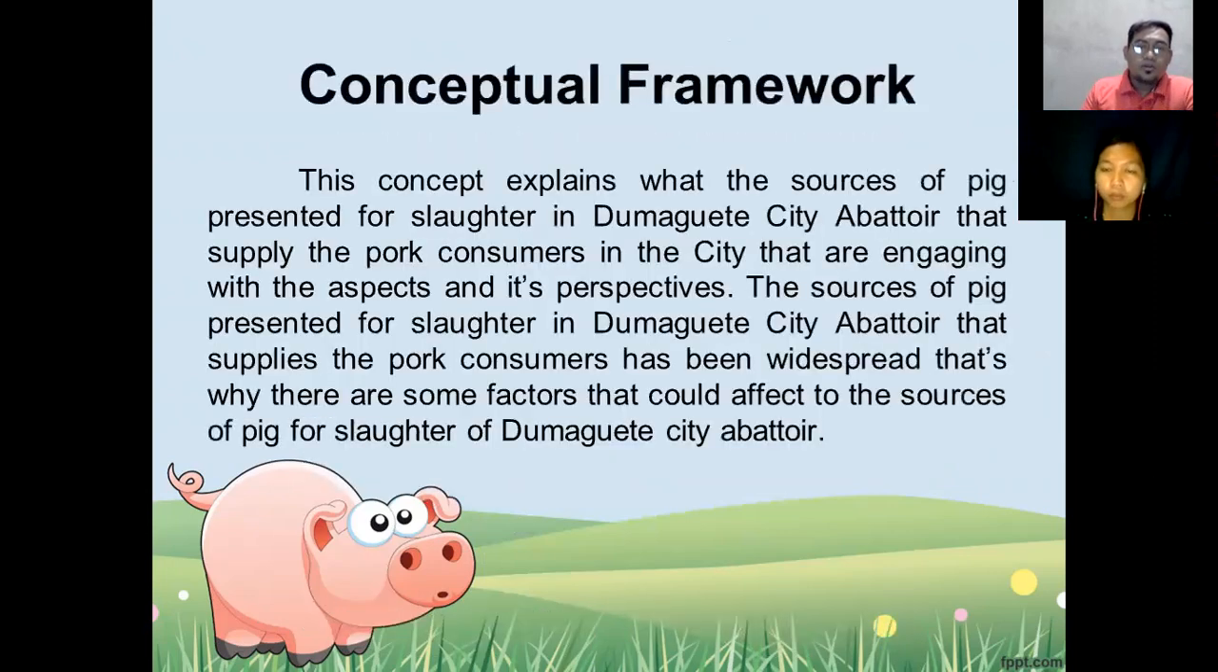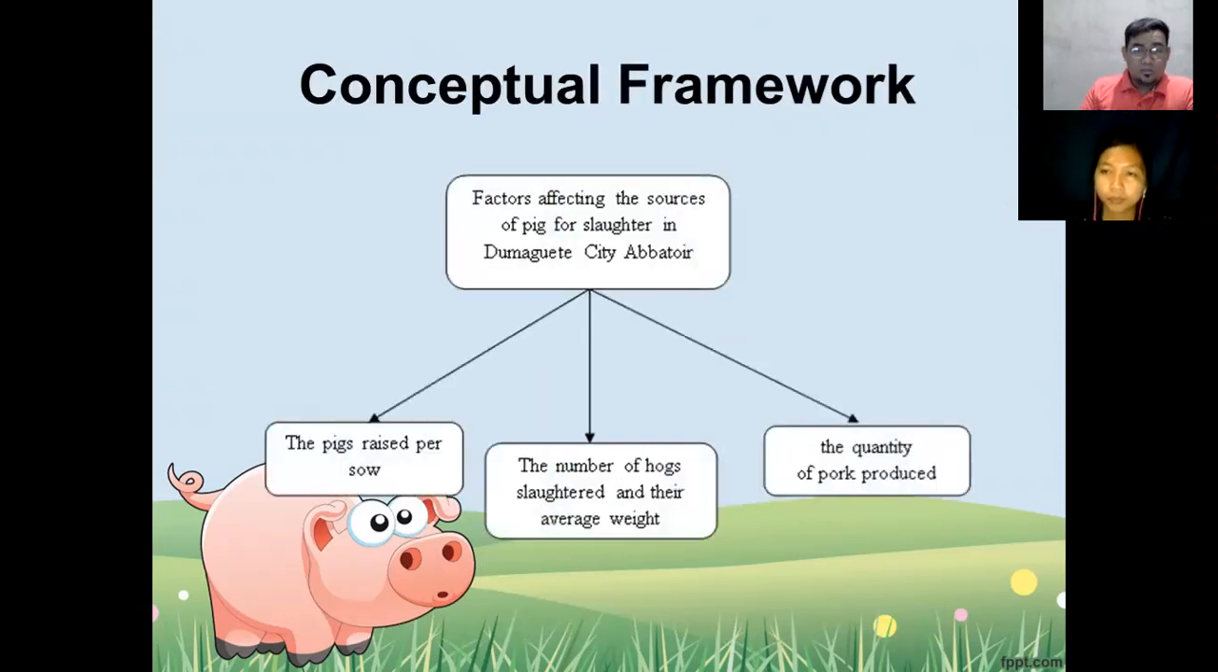So in the conceptual framework, this explains the sources of pigs presented for slaughter in the Makati City abattoir that supply the pork consumers in the city. The sources of pigs presented for slaughter in the Makati City abattoir that supply stock for consumers have been widespread. That's why there are some factors that could affect the sources of pig slaughter at the abattoir: the pigs raised per sow, the number of hogs slaughtered and their average weight, and the quantity of pork produced.